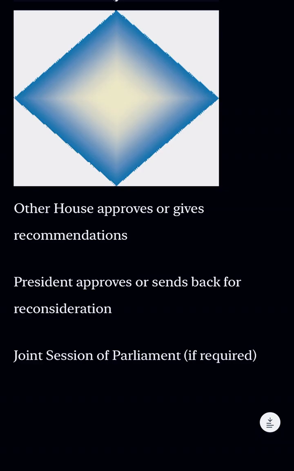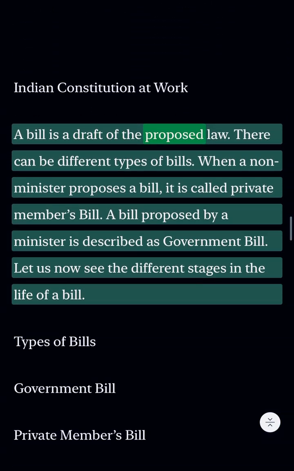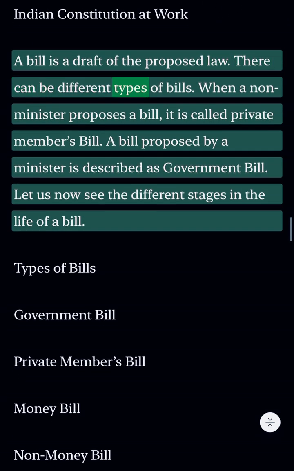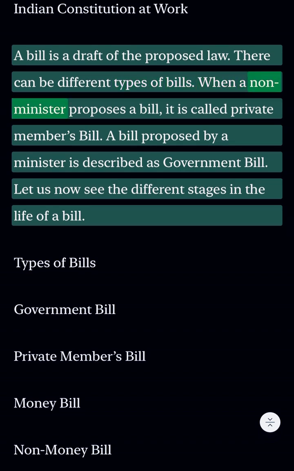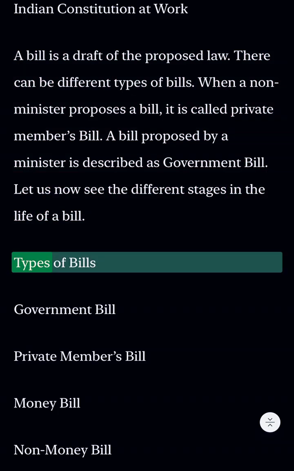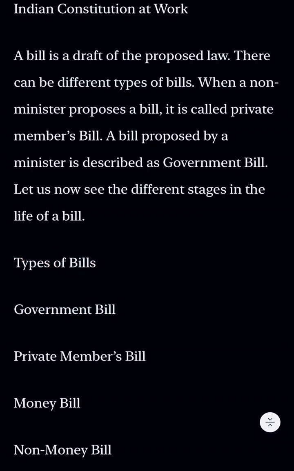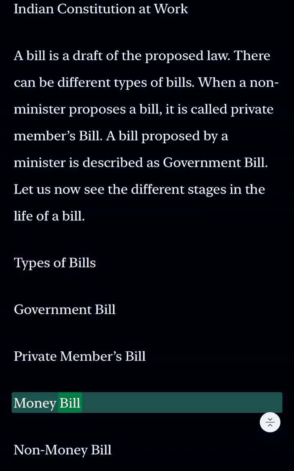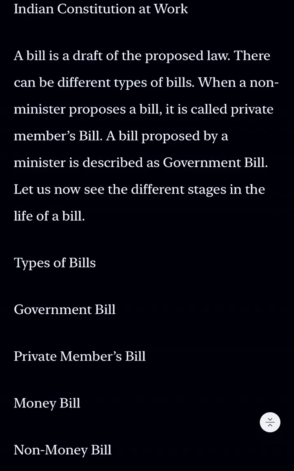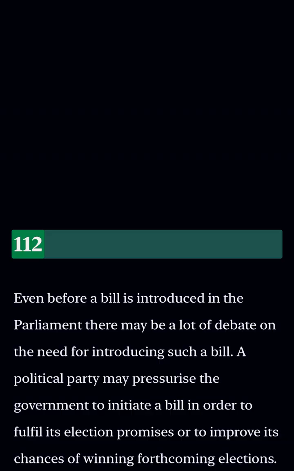Indian Constitution at work. A bill is a draft of the proposed law. There can be different types of bills. When a non-minister proposes a bill, it is called Private Member's Bill. A bill proposed by a minister is described as Government Bill. Let us now see the different stages in the life of a bill. Types of bills: Government Bill, Private Member's Bill, Money Bill, Non-Money Bill, Ordinary Bill, Constitution Amendment Bill.